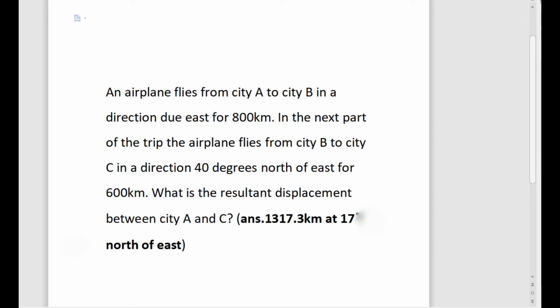So the question states that an airplane flies from city A to city B in a direction due east for 800 kilometers. In the next part of the trip, the airplane flies from city B to city C in a direction 40 degrees north of east for 600 kilometers. What is the resultant displacement between city A and city C? Feel free to pause the video and attempt the question.